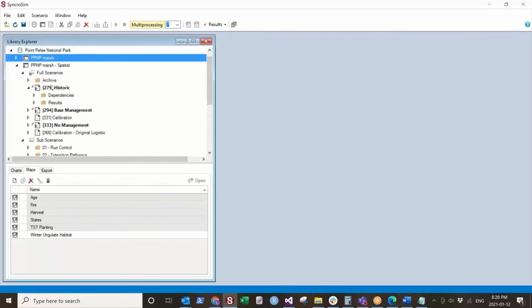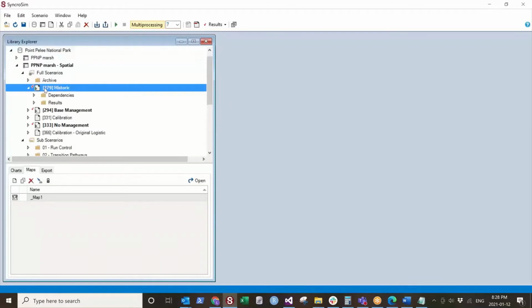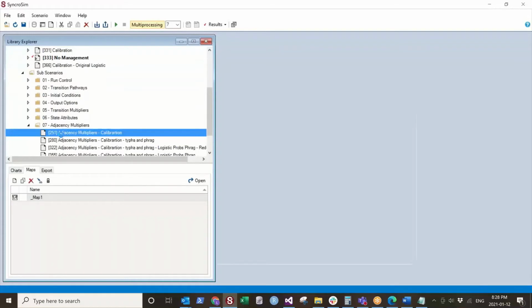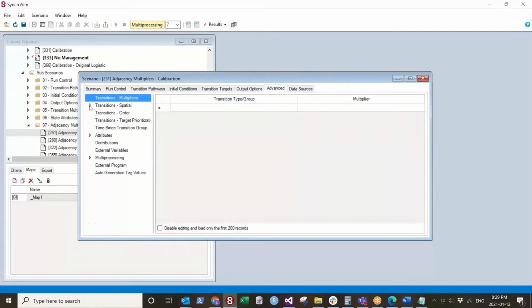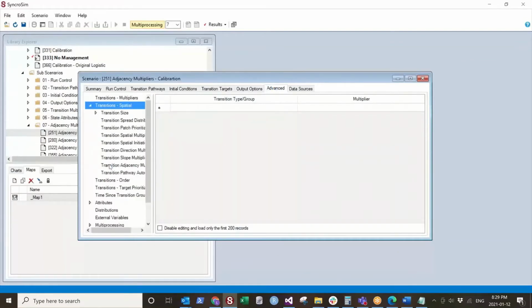So this is a model for a national park in southern Ontario. I think it's actually the southernmost point in Canada, right, Colin? Point Pelee National Park, right. It's a wetland system, and we're looking at the spread of a quite invasive species called Phragmites, a wetland invasive, and the other one is cattails, spread of cattails in this area. The way we modeled the spread of Phragmites is using the adjacency multipliers feature, under transition spatial adjacency multipliers.